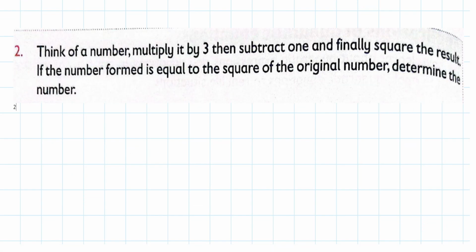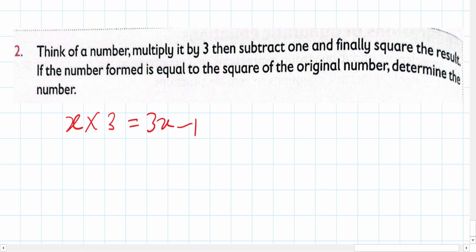Now, what if you have a question like this? Very simple and not tricky. So we are told, think of a number. Let me think of a number. Let's say our number is x. Multiply by 3, you're going to get 3x, and subtract 1, you're going to get 3x minus 1, and finally square the result.